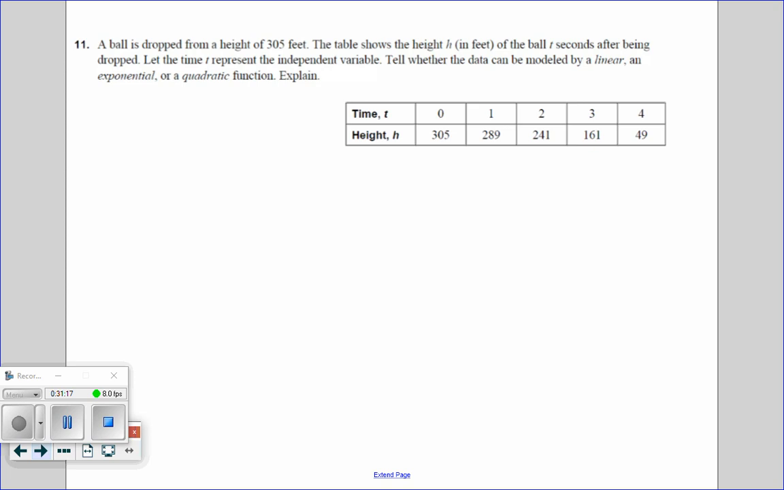Let's try it. So if we test for exponential, we would be checking to see is 289 over 305, and is that equal to the same thing as, for example, 241 over 289? Would that be the same as 161 over 241? Are those ratios all the same? What do they equal? Every single one of those gives us 0.9?